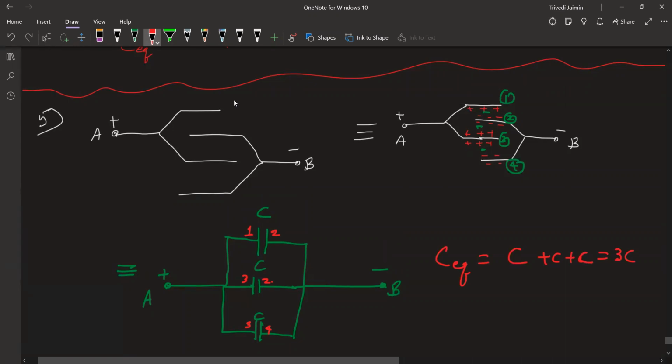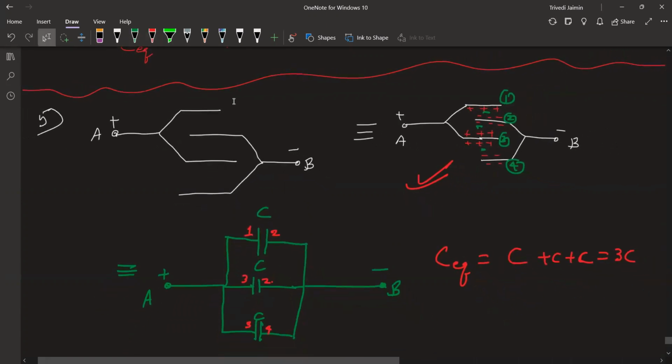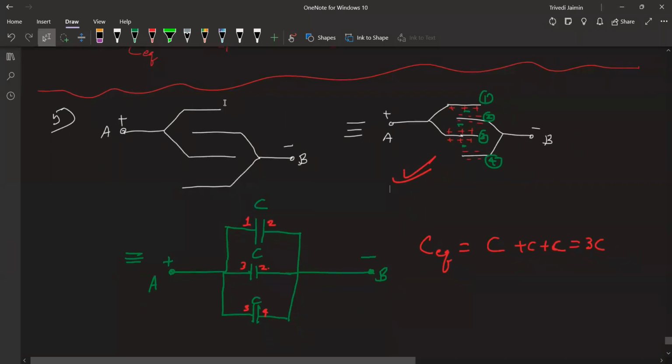Guys, are you able to understand? Or shall I make it bigger? Or shall I make a bigger diagram? Understood, sir. This diagram is clear? Yes, sir. If you want me to zoom it. Perfectly clear, everyone? Yes, sir.